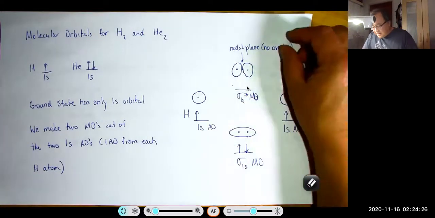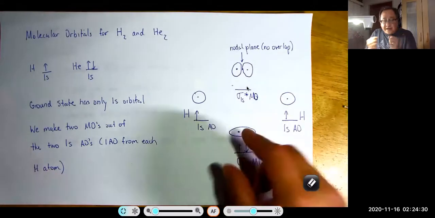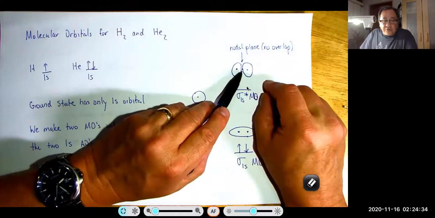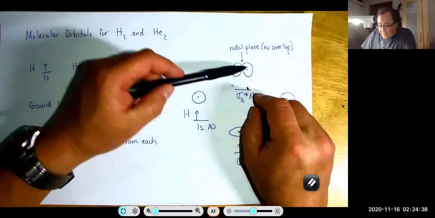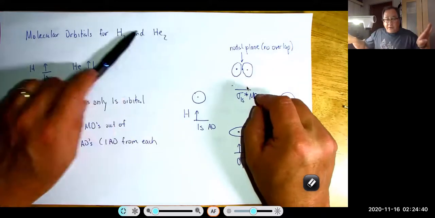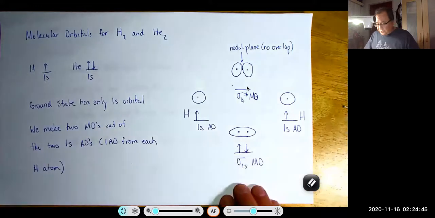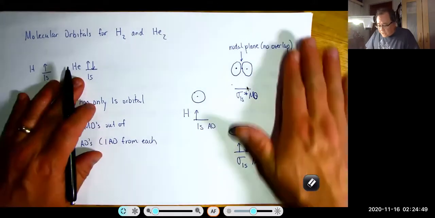And the way to think about it is this. Here, if you have electrons in there, they bring the nuclei together. But here, if you don't have any electrons directly between the two nuclei, it can't bring them together. And in fact, the electrons are hanging out over here and over here, pulling it apart. Anti-bonding.